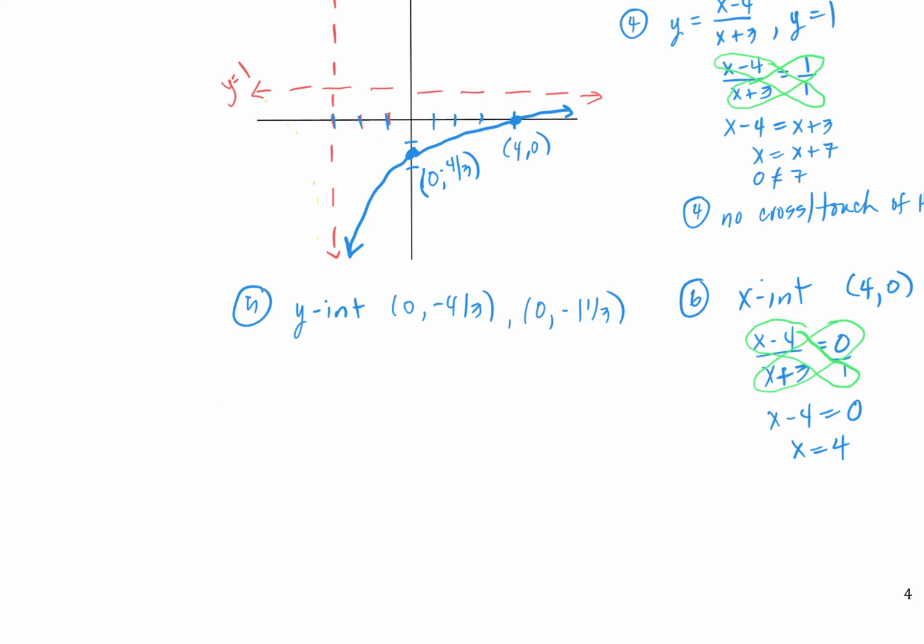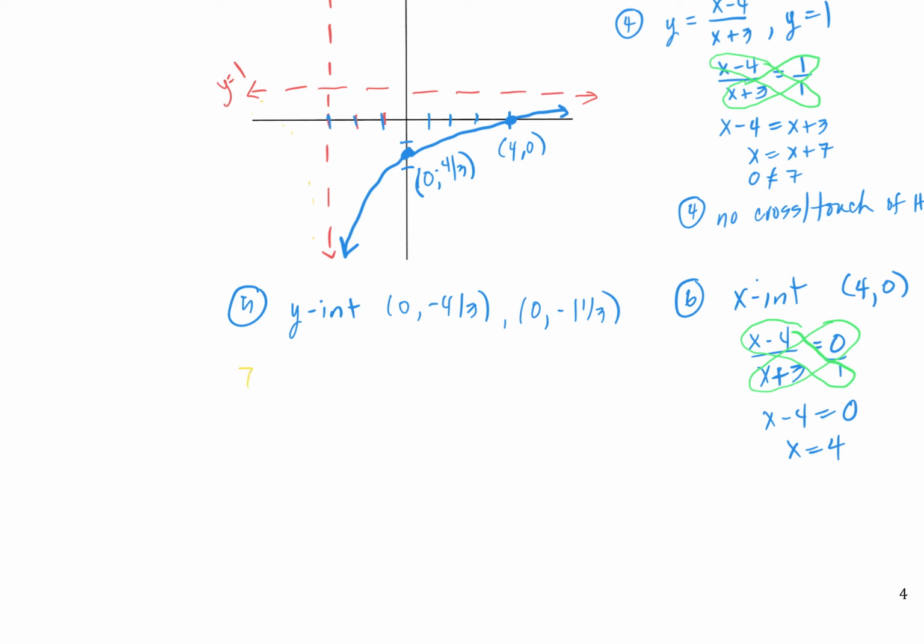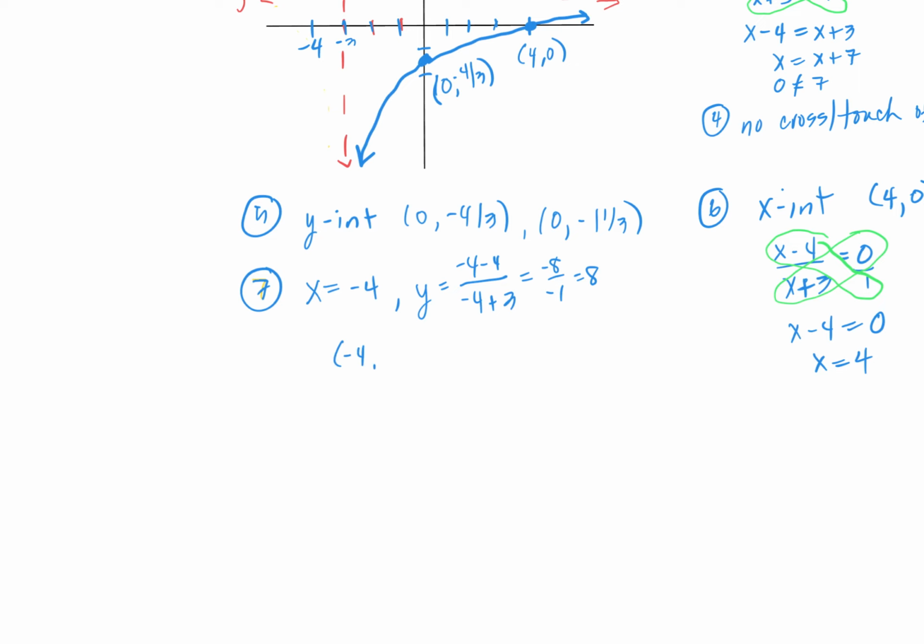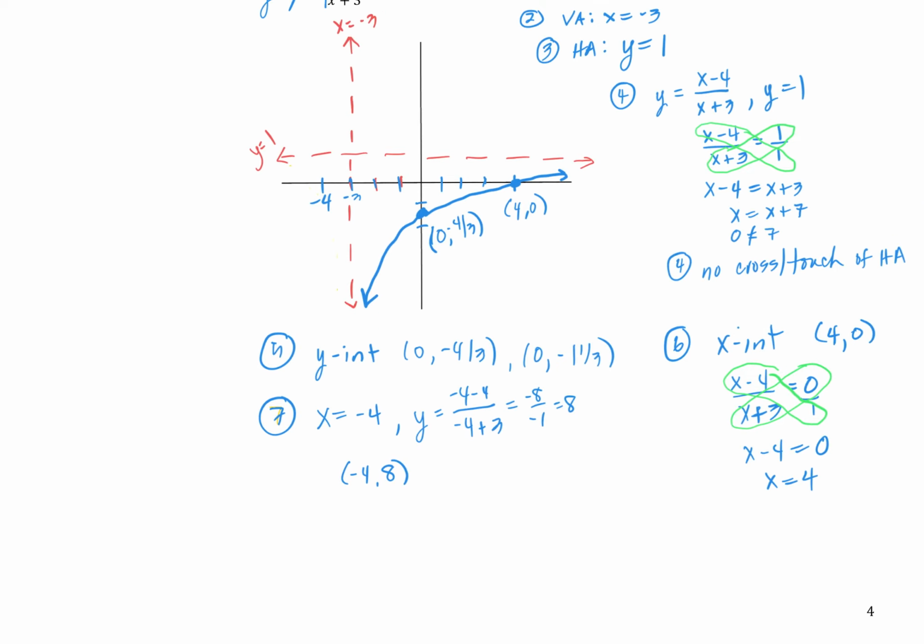So maybe in this case for part 7, I should find additional points. A good point would be, so this would be -3, so maybe a -4. Putting in an x value of -4 would give me a y value of (-4 minus 4) over (-4 plus 3), or -8 over -1. It gives me a +8. That would be the point (-4, 8). And that makes sense to me.